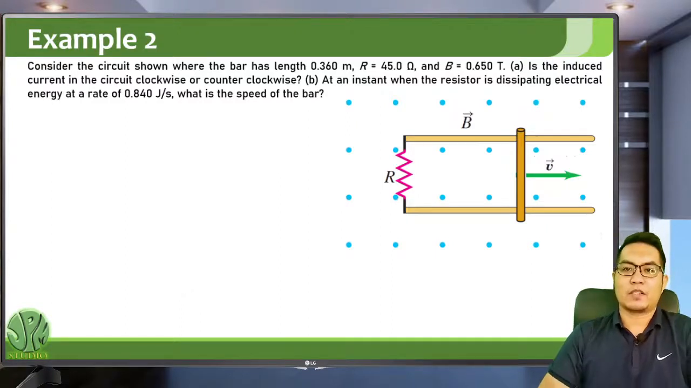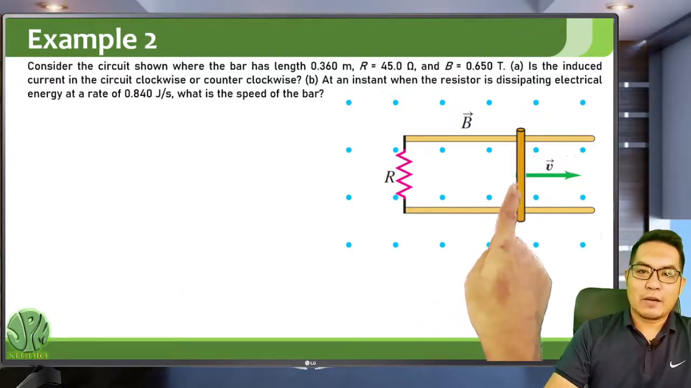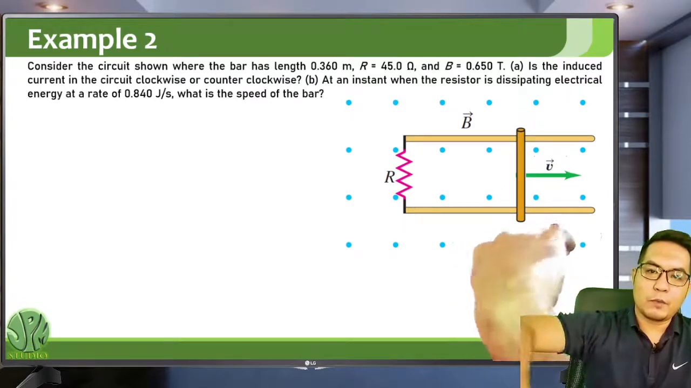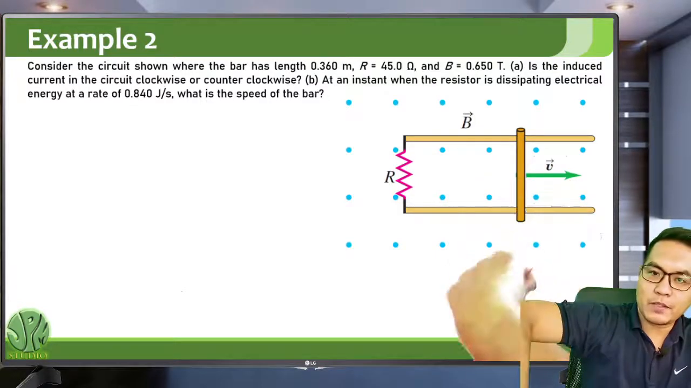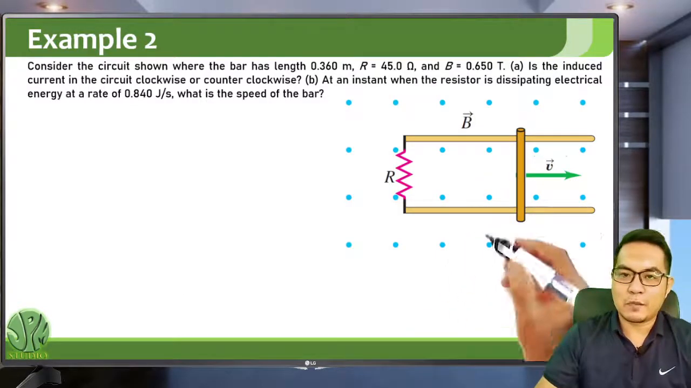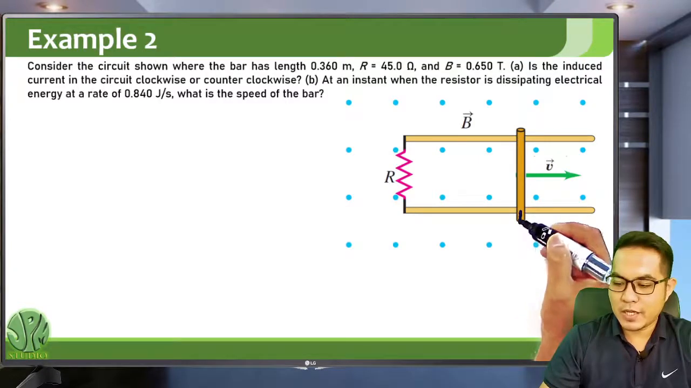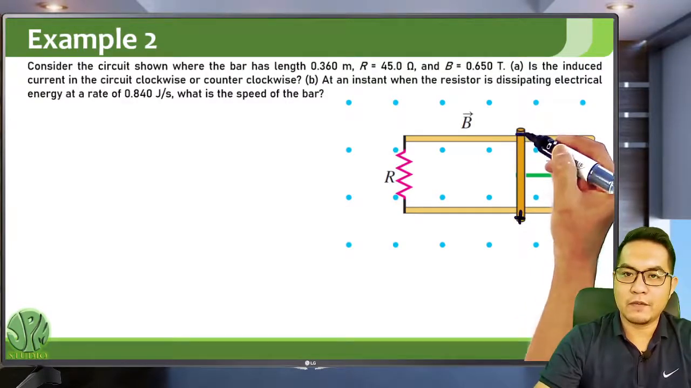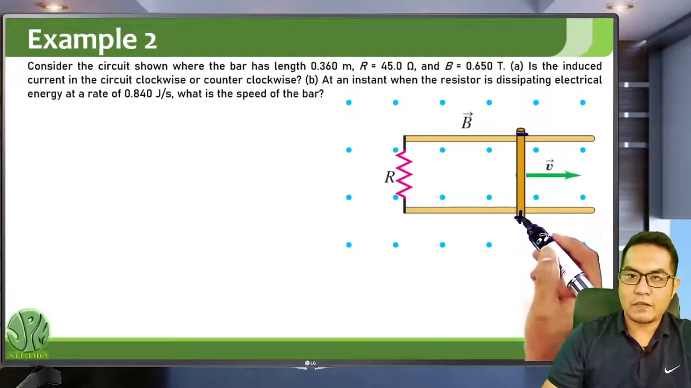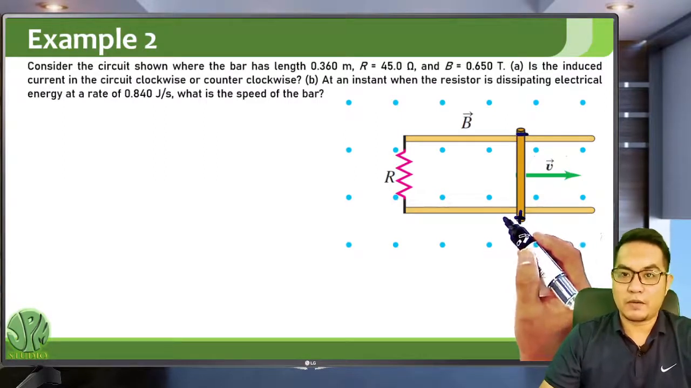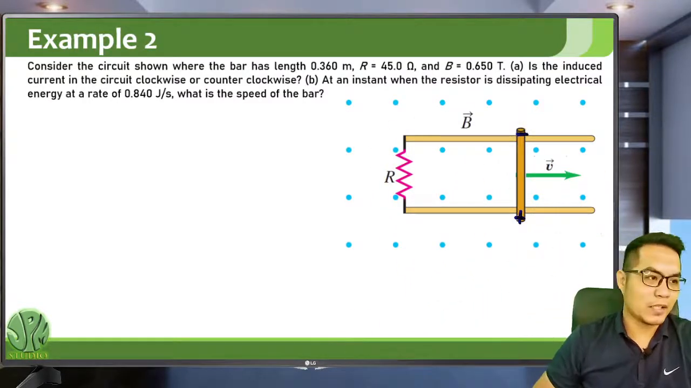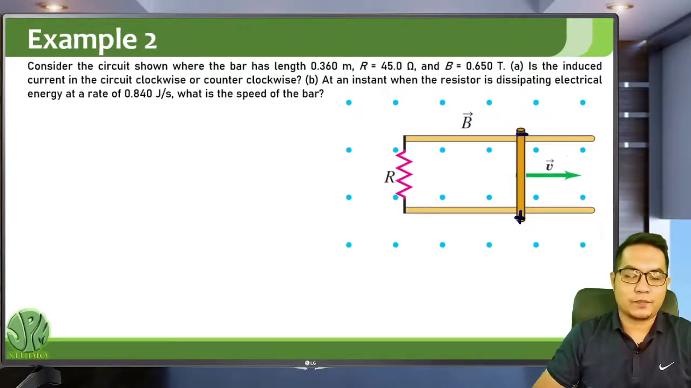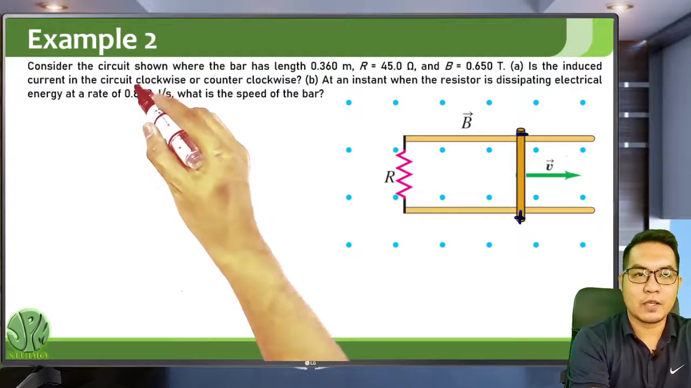Okay, so the magnetic field is out of the page. You perform a v cross B, so v is in that direction, and B is out of the page. So the positive potential is actually this one, and this will be the negative potential. Meaning, if this is the positive terminal of your source of EMF, the current will move in a clockwise manner. So the answer for letter A is clockwise. This one.